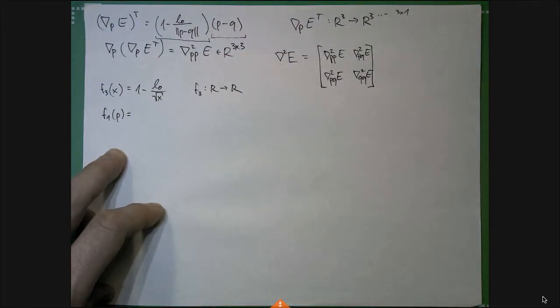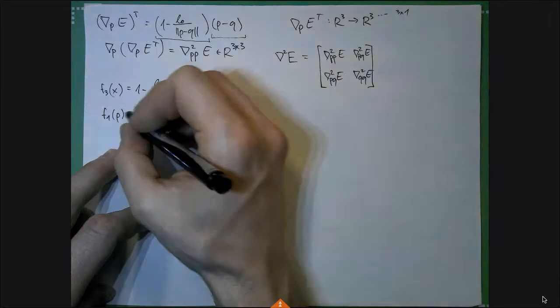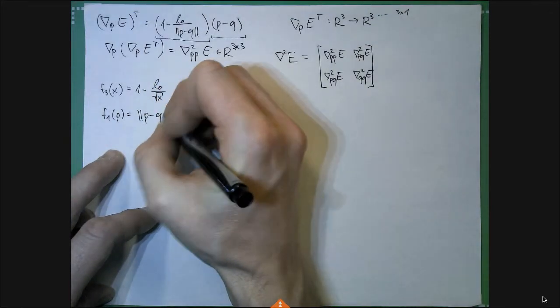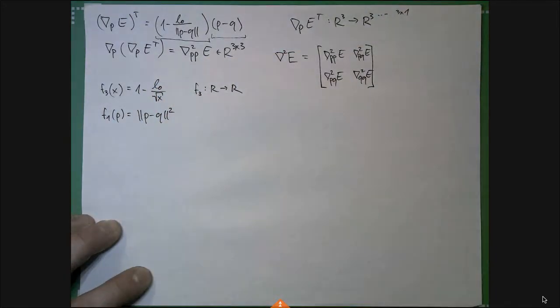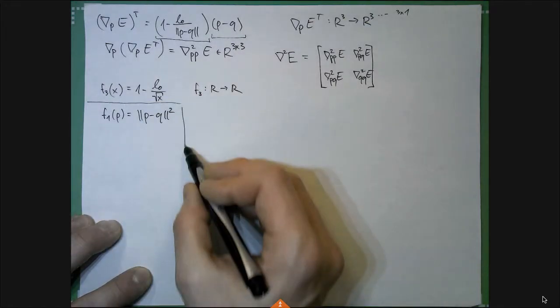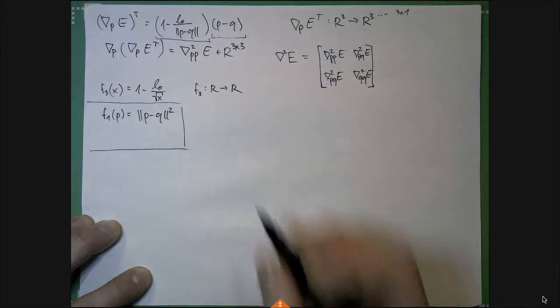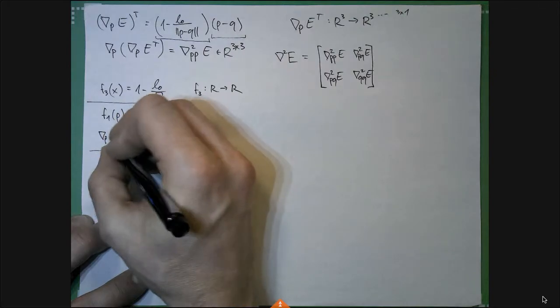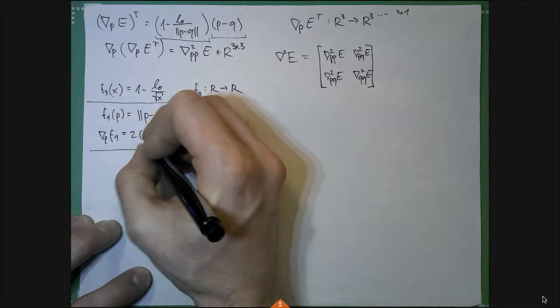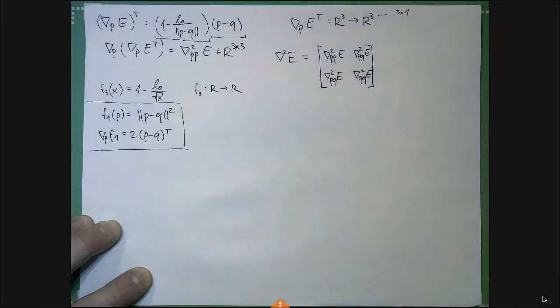And then if you still remember the f1 function of p, because I assume that q is already constant. So the function f1, what was f1? F1 was the square norm of p minus q, right? That's what we computed before. So I'll just put it here, or that's what we used before, so I can just reuse it. And the gradient of this was 2 (p minus q) transposed, okay?